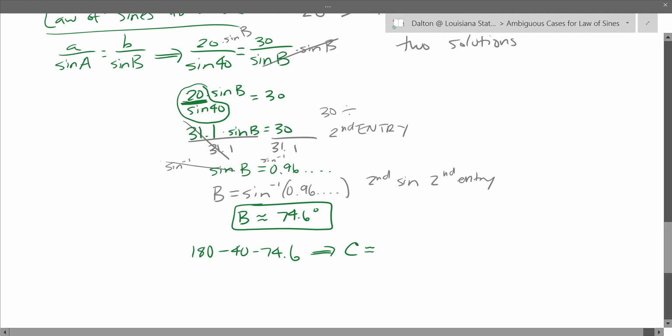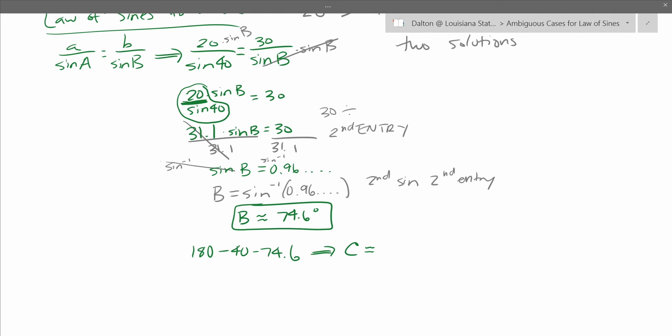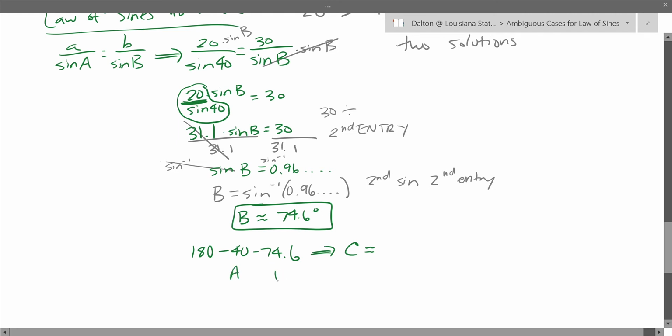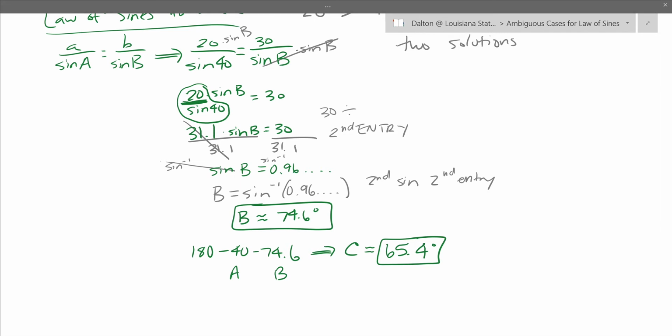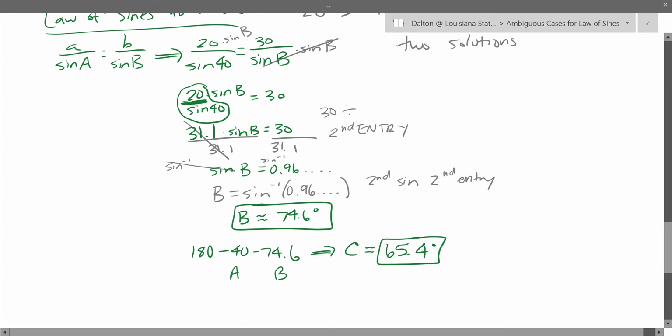And then I reminded you that even though it hasn't been mentioned yet, we also have to worry about angle C and side C. So if we know that angle A is 40 degrees and angle B is 74.6, if we subtract those from 180, then we get that angle C is approximately 65.4 degrees. So we found all three angles, but we also have to find side C. To do that, we need to do the law of sines again to find the side.